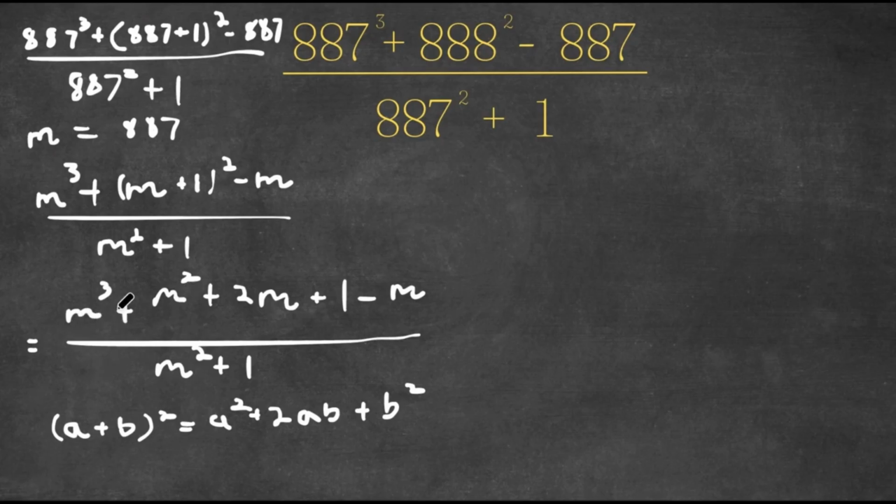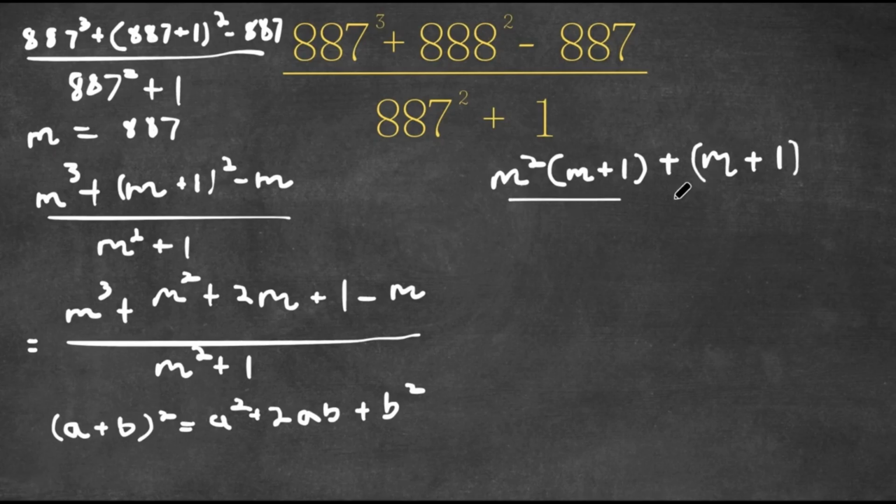Now, from our first two terms here, I'm going to factor out m squared. So now we have m squared times m plus 1. And 2m minus m, these two are like terms. 2m minus m is simply m. So now we have plus m plus 1. And these two are the same, so I'll just put this in parentheses over m squared plus 1.